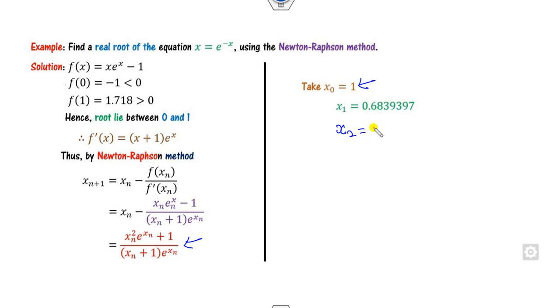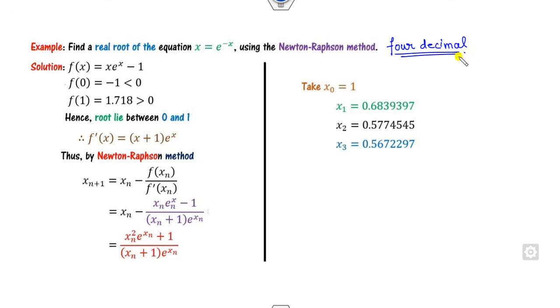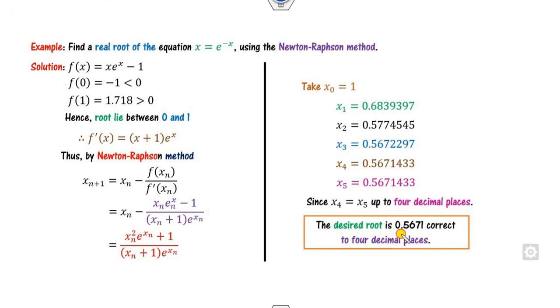We can find x2, we can get it. Now you can see in this question nothing is given to you about how many decimal places you need. If nothing is given to you, then by default you have to find up to 4 decimal places. So you can see 4 decimal places are not matched. You can find x4. Again, now you can see the 4 decimal places are matched. So therefore my convergence is here.